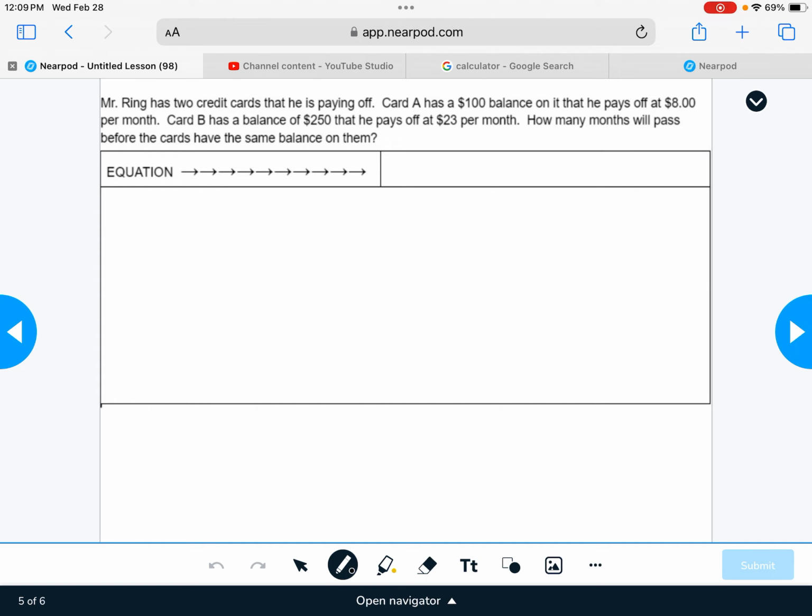This statement: Mr. Ring has 2 credit cards that he is paying off. Card A has a $100 balance on it that he pays off at $8 per month. Card B has a balance of $250 that he pays off at $23 per month. How many months will pass before the cards have the same balance on them? Notice that word, the same, they're still going to be equal to each other. Your goal is just to write the equation and be able to solve for x.